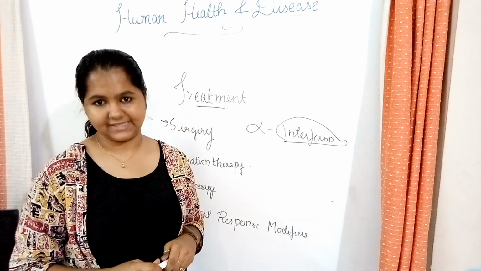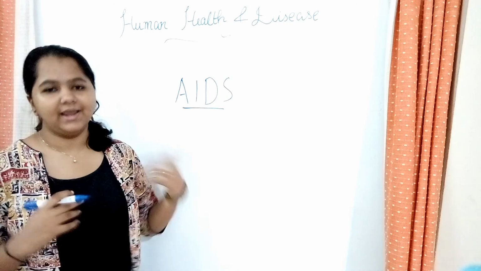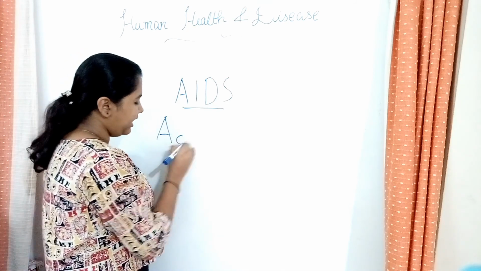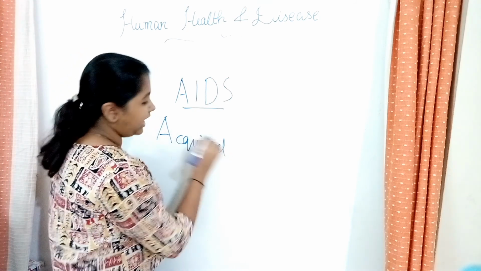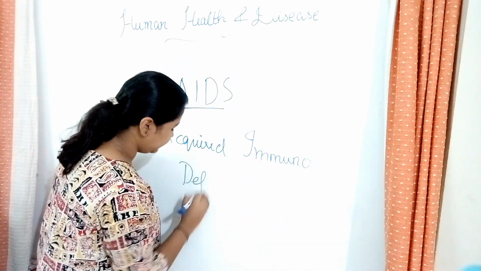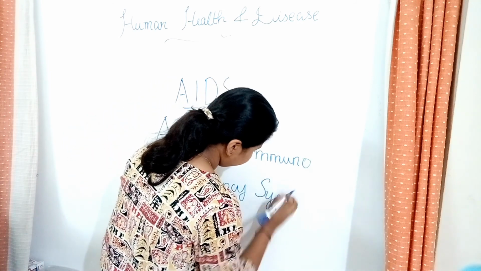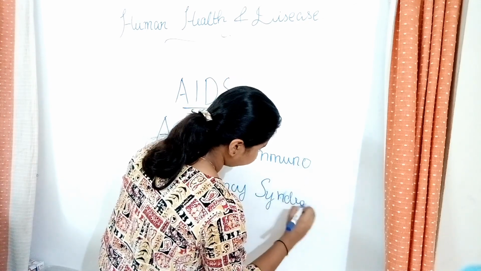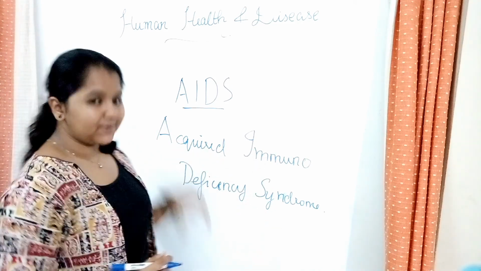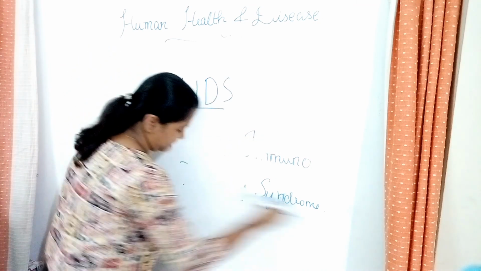Now let's learn about AIDS. AIDS is also an infectious virus that is acquired during our lifetime. So let's write the expanded form of AIDS. A stands for acquired. I stands for immuno. D stands for deficiency. And S stands for syndrome. So AIDS is acquired immunodeficiency syndrome, and this is caused by a virus called HIV.